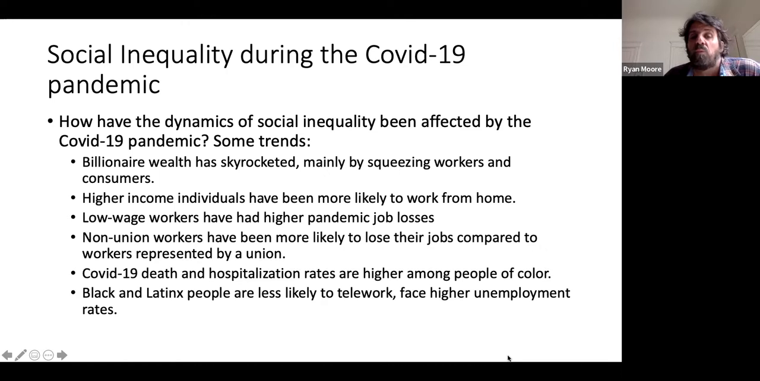Likewise, non-union workers have been more likely to lose their jobs compared to workers that were represented by a union, especially in service sector kinds of employment. And we've seen, as I said, these higher death and hospitalization rates among people of color, and people of color being less likely to be able to work at home.